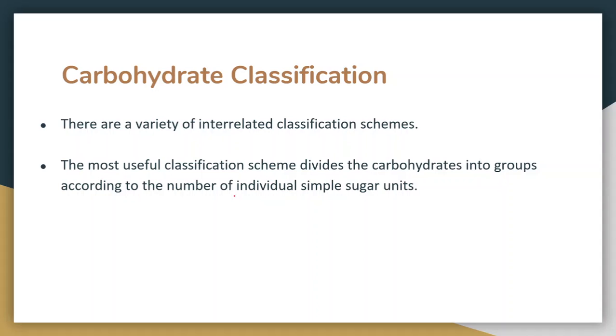Now, the classification of carbohydrates. There are different types of classification, based on different properties and different criteria. The most useful classification scheme divides the carbohydrates into groups according to the number of individual simple sugar units, that is, how many monomers of these carbohydrates are present within the molecule.